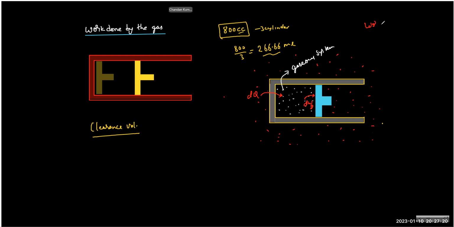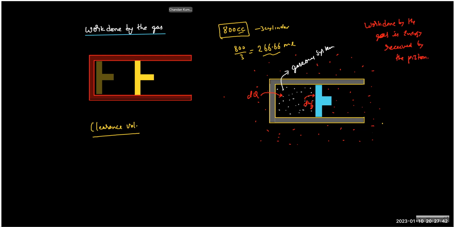So work done by the gas is energy received by the piston, right?